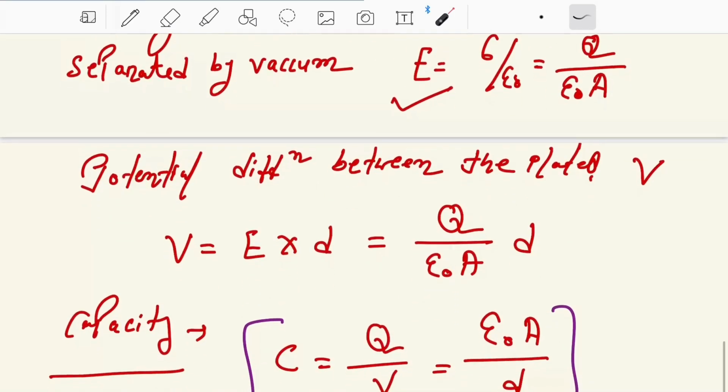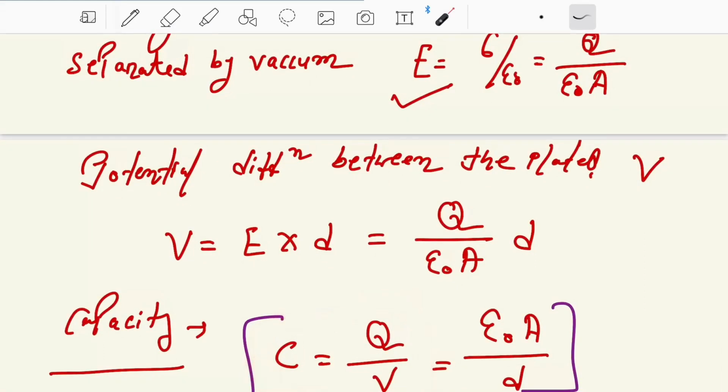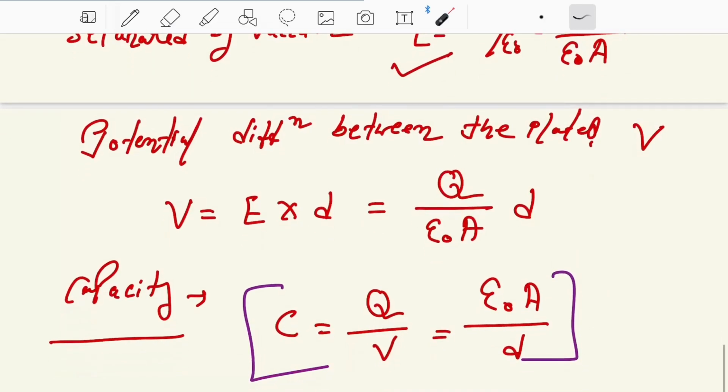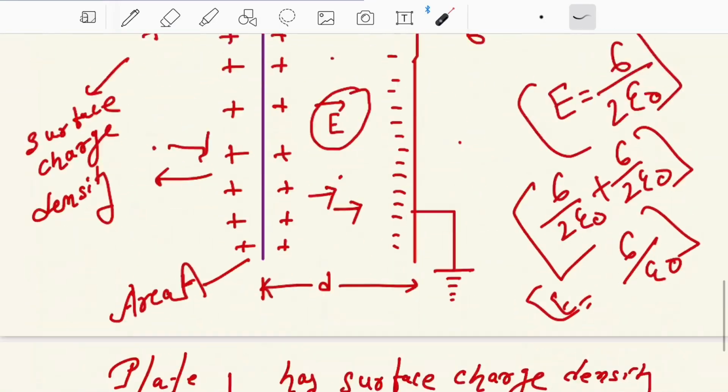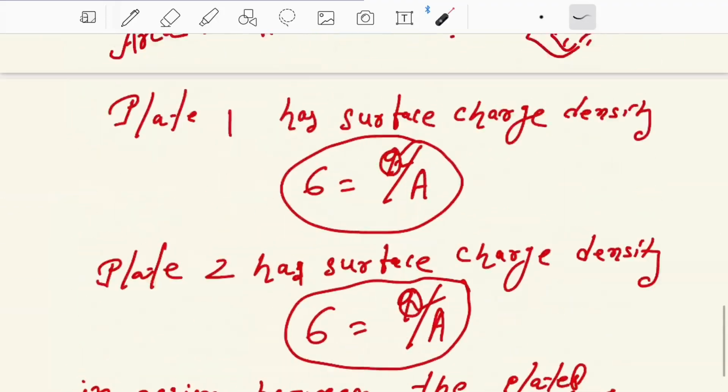Then what is the capacitance? Just use the formula Q by V. So this is the value of V, which we have already calculated, just put it here. Then you will get the capacitance of a parallel plate capacitor.